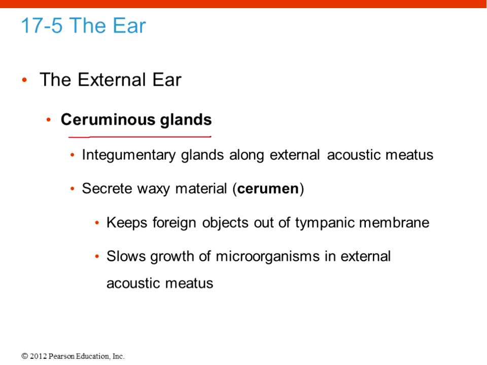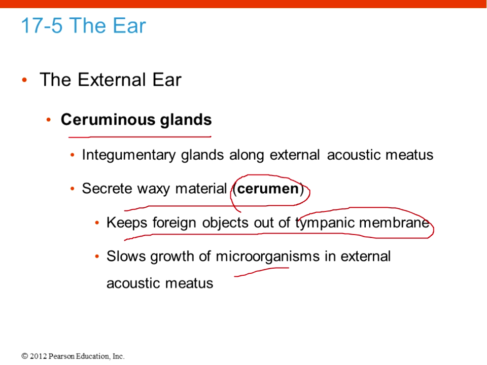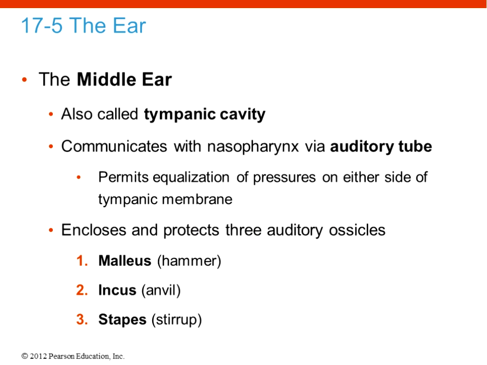Also in the external ear, we have ceruminous glands. They secrete a waxy material, which you know as earwax, called cerumen. And there's a purpose to it, right? It helps keep foreign objects out of the tympanic membrane and prevents or slows the growth of microorganisms or bacteria, things like that, trying to protect the ear. Okay? So that's the external ear.